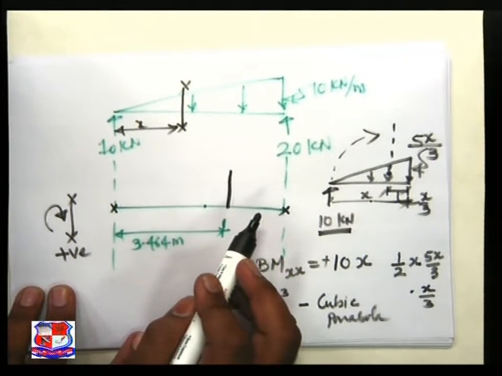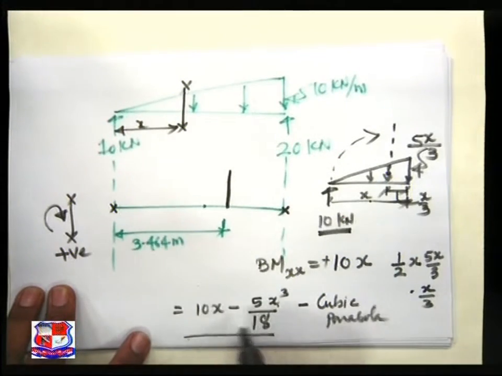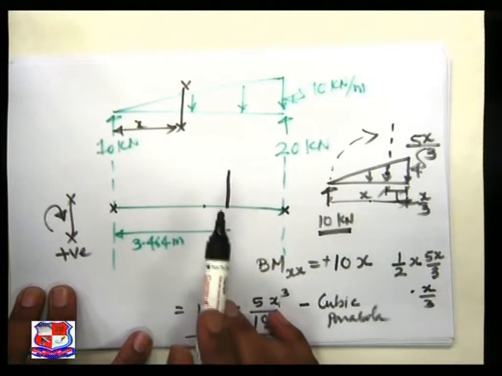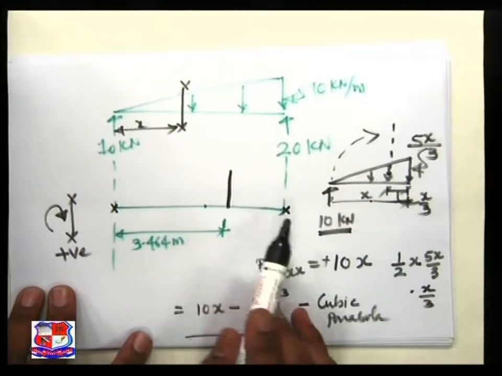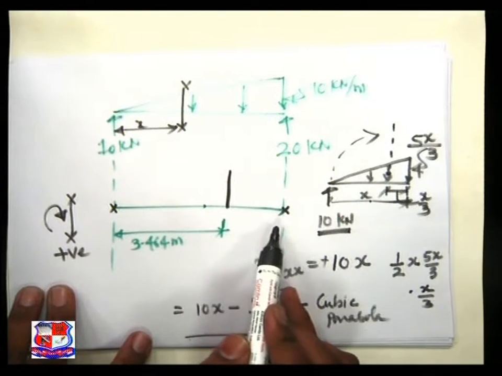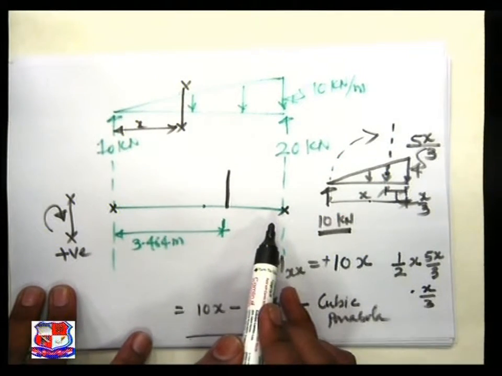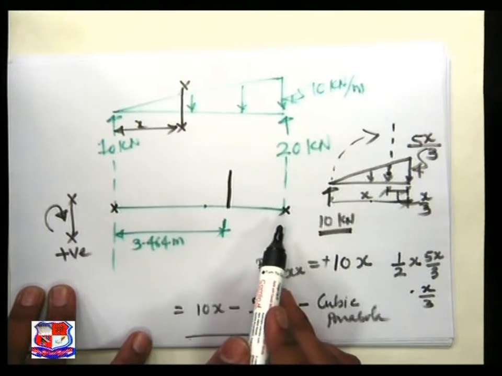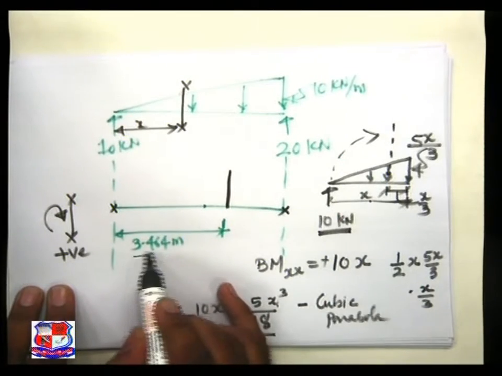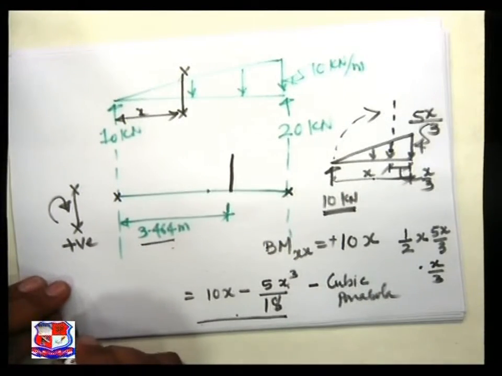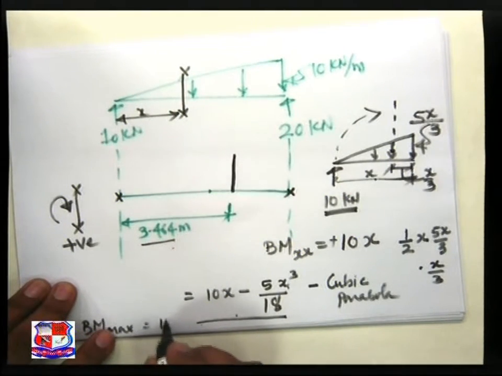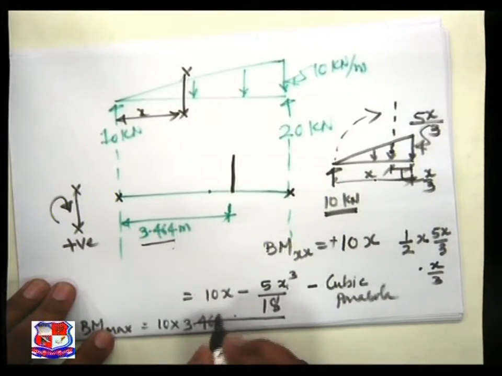Hence we have to put the value in this equation: x is equal to 1, what is the ordinate, for 2 what is the ordinate, 3 what is the ordinate, 4 what is the ordinate, and so on up to 6 meter. Joining all the ordinates, we will achieve the variation of bending moment diagram along the length of the beam. Now let us put the value x is equal to 3.464 in this equation, and we will achieve the bending moment maximum is equal to 10 into 3.464.